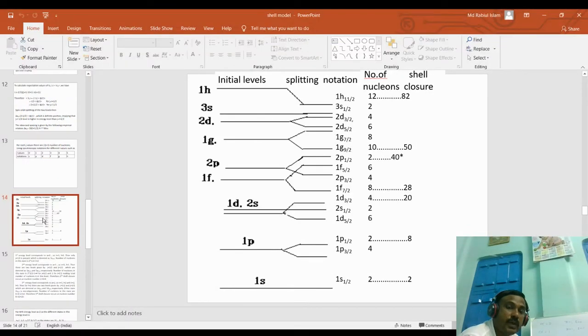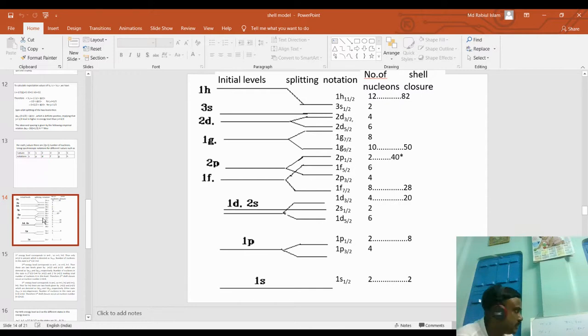So the total number of nucleons in this energy shell 1p is doubly degenerate. This is a degenerate state because two energy levels are there. After spin orbit coupling, the energy levels have been split. So in this state we see that the number of nucleons is 6, and the previous number of nucleons is 2. So the shell closure is 8, which is the magic number.